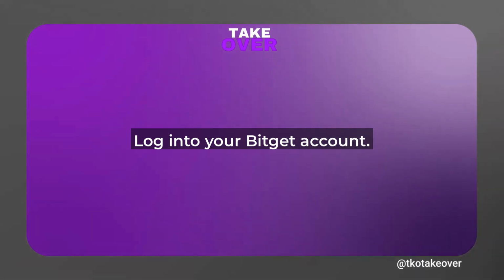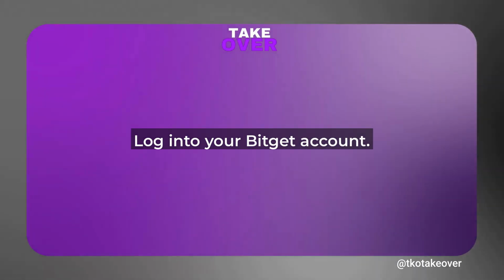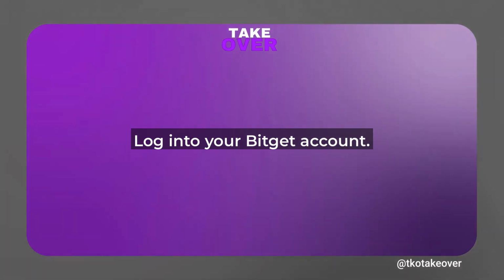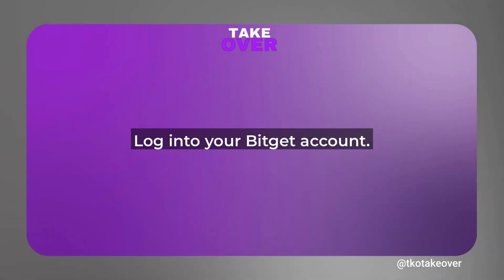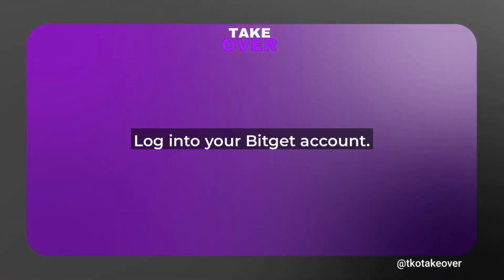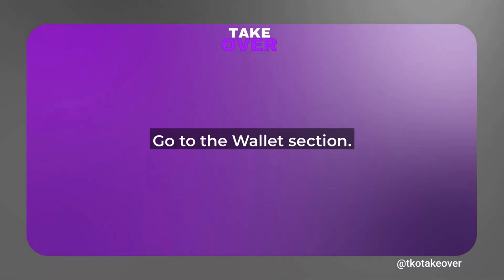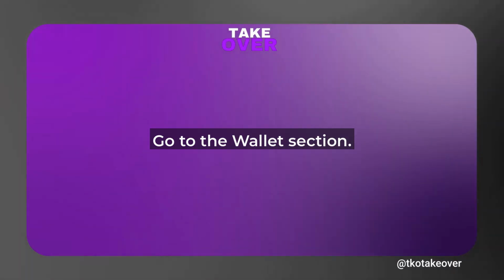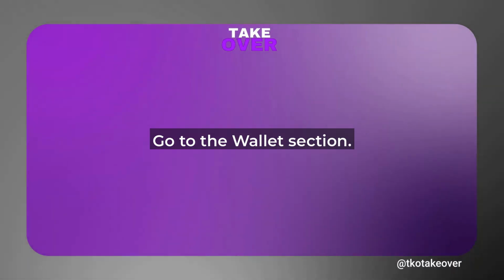First things first, make sure you're logged into your Bitget account. If you haven't already, head to the Bitget website or app and enter your credentials. Once you're in, navigate to the Wallet section. It's usually at the top menu or on the dashboard. Here, you'll see different wallet types like spot and funding.